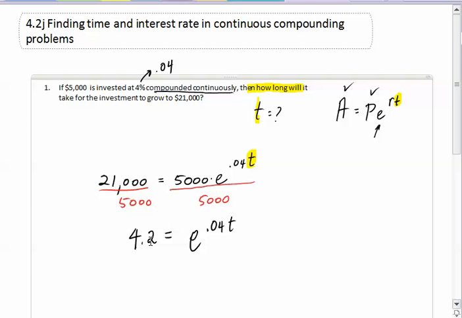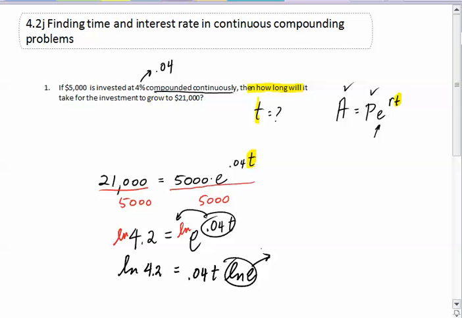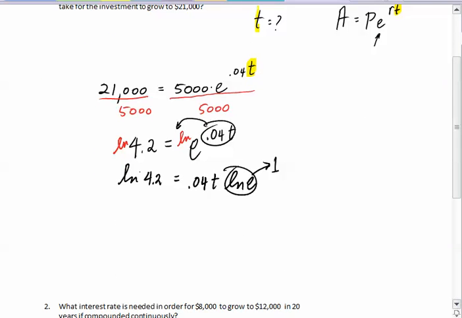Now I'm allowed to take the log of both sides. Now what kind of log must I take? Well, if I see an e, I must take the natural log. So let's rewrite it here. Natural log of 4.2. I'm allowed to bring this around to the front, and then I'm going to have natural log of e, and we talked about that is just the number 1. So what I have then is natural log of 4.2 equal to 0.04t.